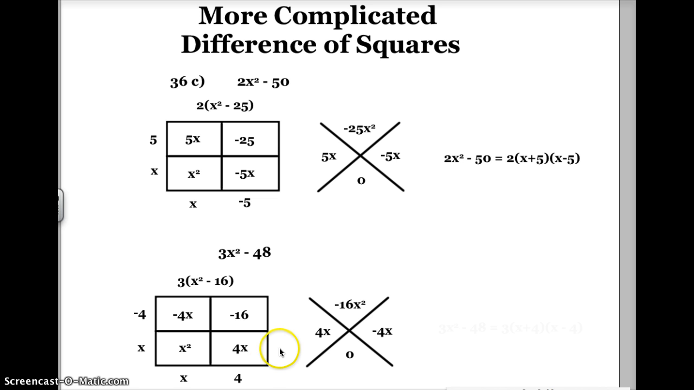Now, again, when I write this as a completely factored difference of squares, I need to make sure that I have that 3 there. So it's 3 times x plus 4 times x minus 4. And I have that written right here: 3x squared minus 48 is equal to 3 times x plus 4 times x minus 4. The big thing that you have to remember on this problem is I need to make sure that I put that 3 into the equation.